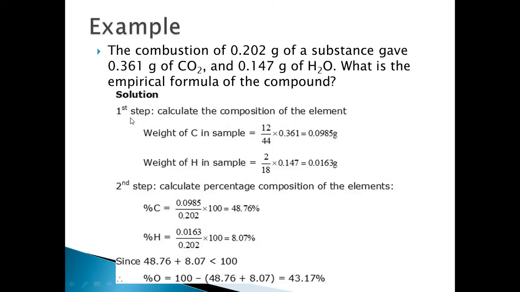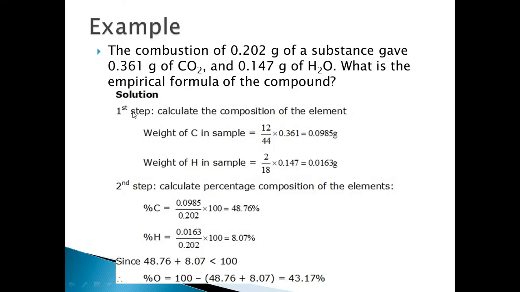The solution consists of 3 steps. In the first step, you calculate the composition of the elements present in the compound. How do you calculate the composition of the elements? We are given the amount of carbon dioxide that is obtained, 0.361, and the amount of water. We can now determine the amount of carbon that is present.